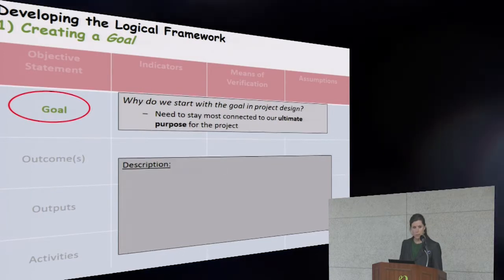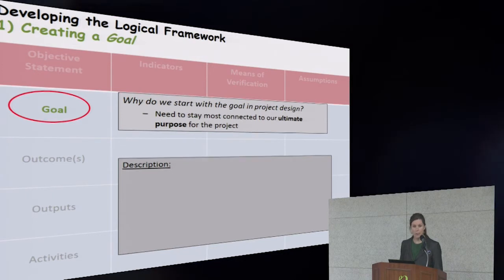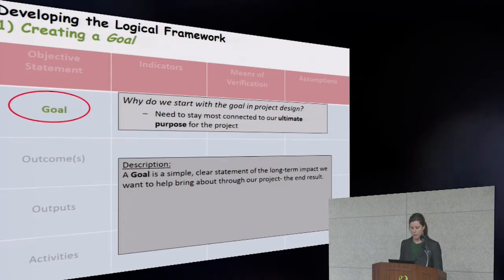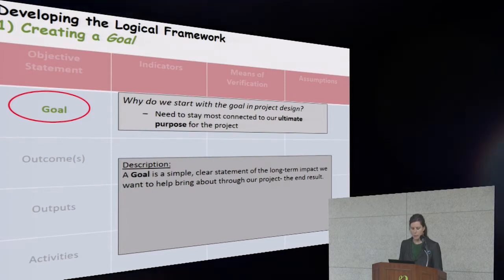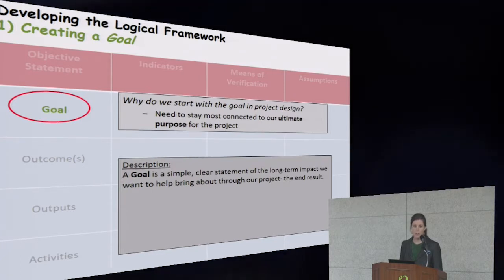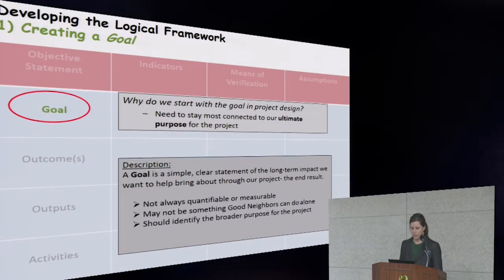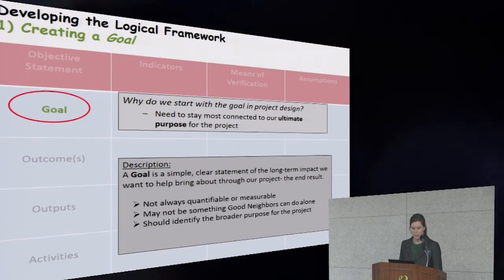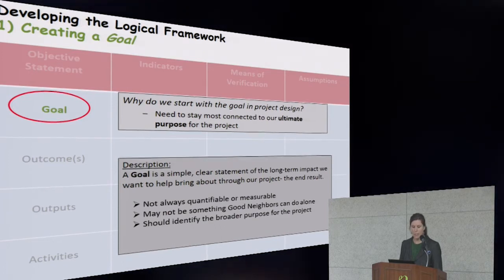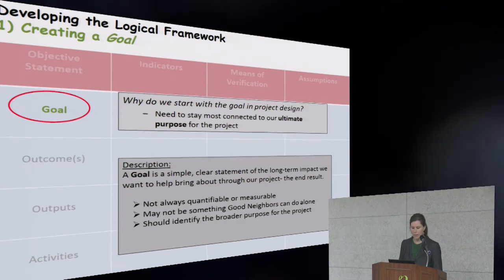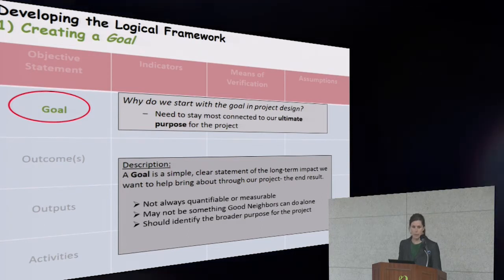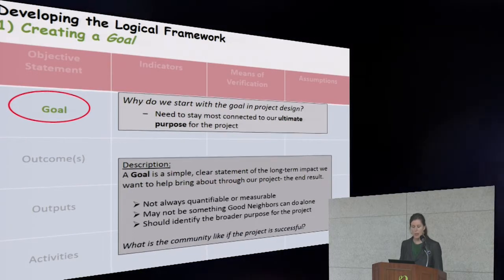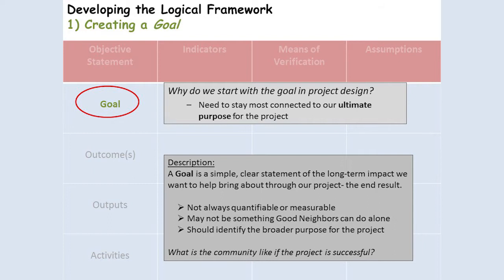So for goal-oriented project design, we start with that goal. A goal statement is a simple, clear statement of the long-term impact we want to bring about through our project or the end result of our project. Goals are not always quantifiable or measurable, and they may not be something that GNI can do alone. The goal should identify the broader purpose for the project. So it will answer the question, what is the community like if we're successful?